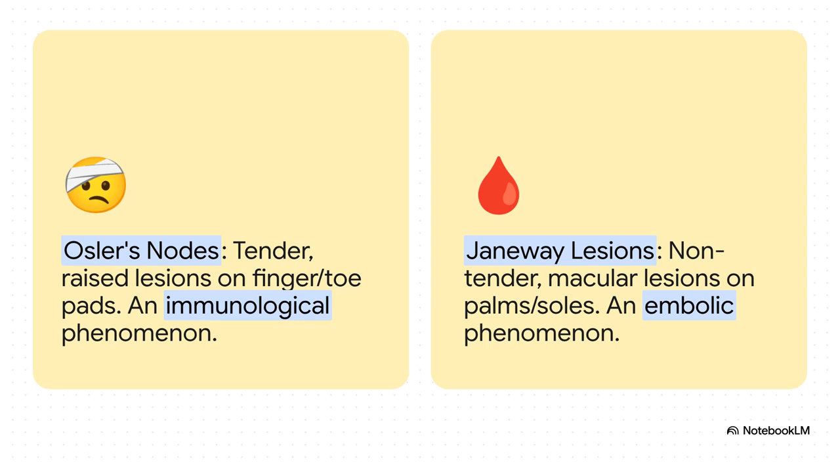Okay, classic exam question alert. You have to know the difference between Osler's nodes and Janeway lesions. Here's the easy way to remember it. Osler's nodes are ouchy. They're tender, raised, and on the pads of fingers and toes. They're an immune thing. Janeway lesions? They're painless spots on the palms and soles, and they're embolic. Just remember, O for Osler, O for ouch.